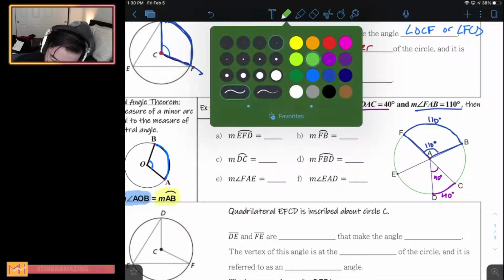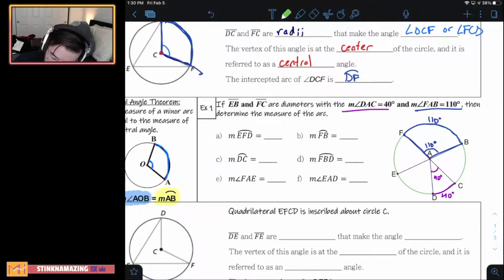Well, you need to make some keen observations here that FC and EB are diameters. FC and EB are diameters. And that's pretty important because that means we know that this is 180 degrees from E to B. So if that's a total of 110, that means that this smaller portion right here has to be 70. So that way it adds up to 180, 70, and 110.